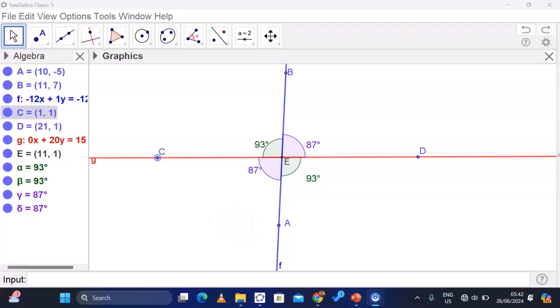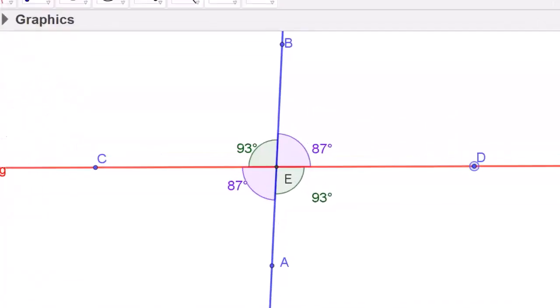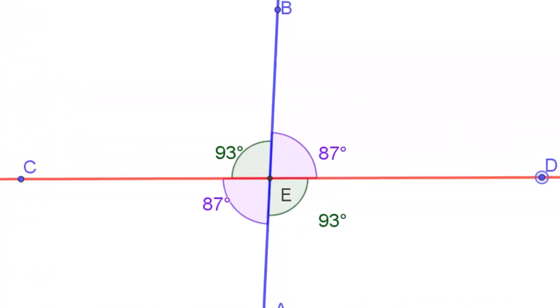With the help of GeoGebra, we can demonstrate this. Now you can see we have two straight lines, line AB, can you see that? And line CD. And they are meeting at point E, right? Now realize that the angle here is equal to the one here, and that tells you that they are vertically opposite. So 93 is equal to 93, 87 is equal to 87.